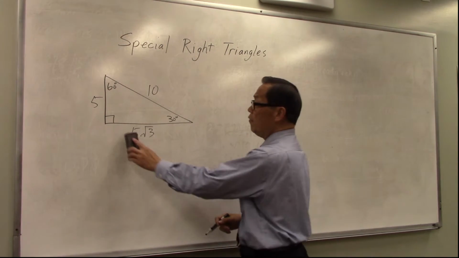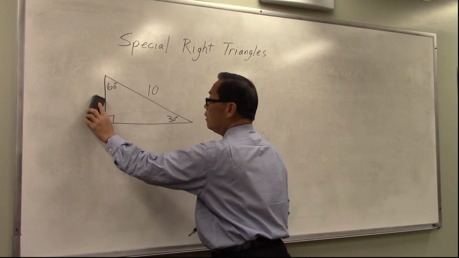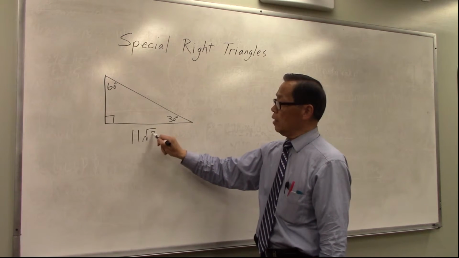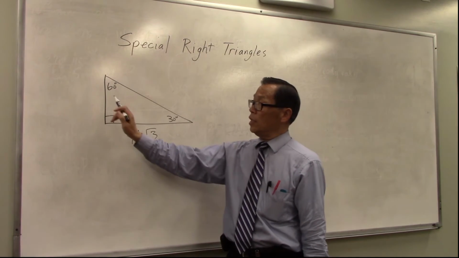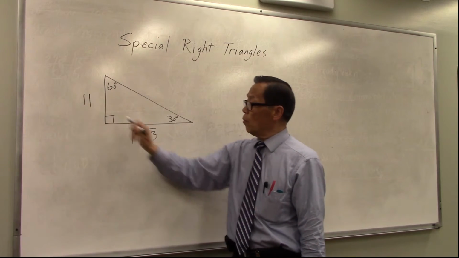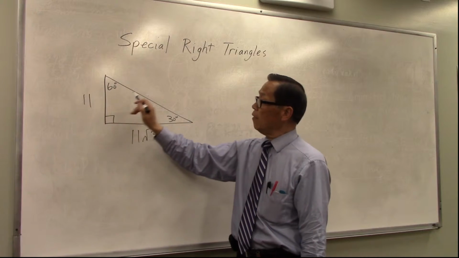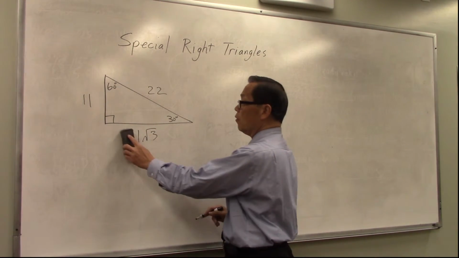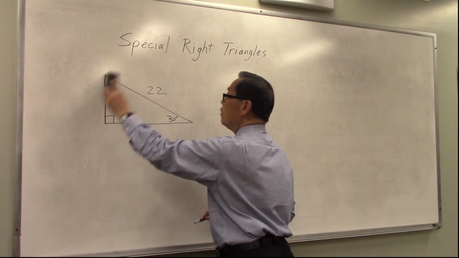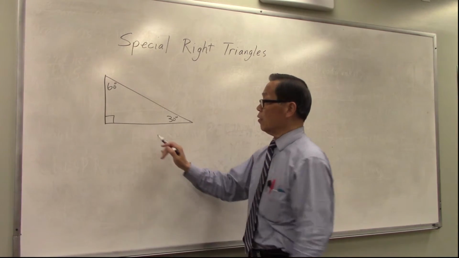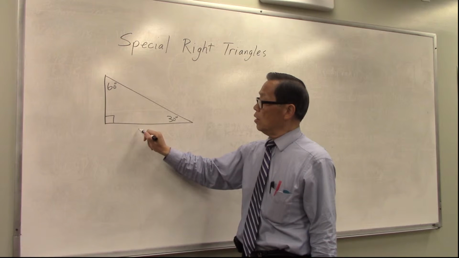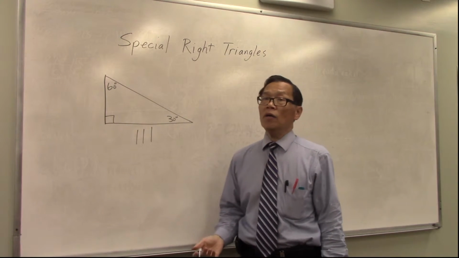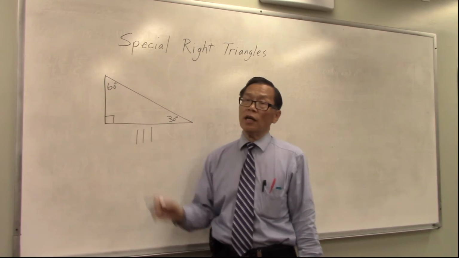And if you are given the medium side, let's say 11 radical 3, then you can easily get the short side by stripping away the radical 3, make it 11, and the hypotenuse will be 22. However, it becomes more difficult if you don't have radical 3 here. What if it's 111? Now, how do we find the short side?